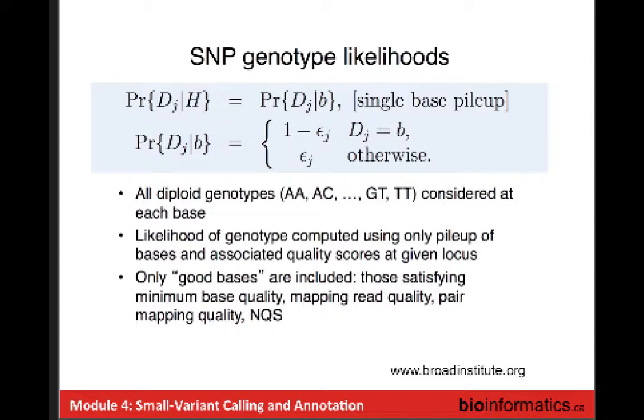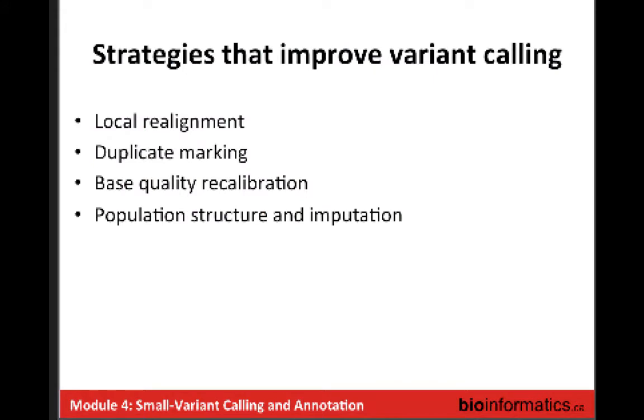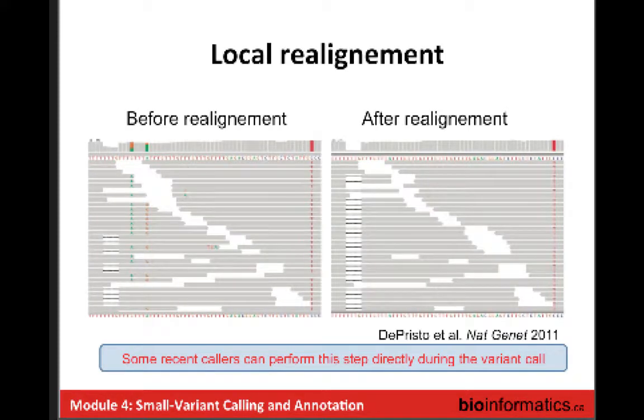As I said, we're not going to detail this formula, because every caller has its own formula, its own Bayesian approach. I cannot give you the detail of everything, but usually base quality is really important, and so is your alignment. So the strategies to improve your variant calling, as we saw yesterday, three of them, are these different types of processes: local realignment, marking duplicates, base quality recalibration, and also the new one that we didn't see yet: population structure and imputation.